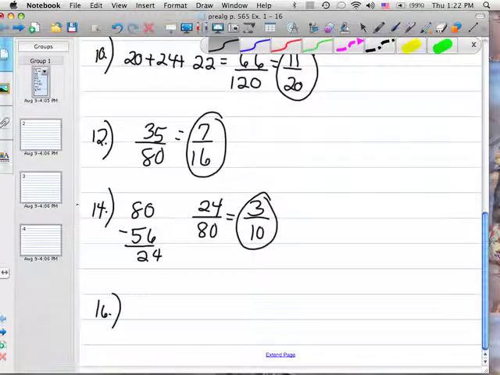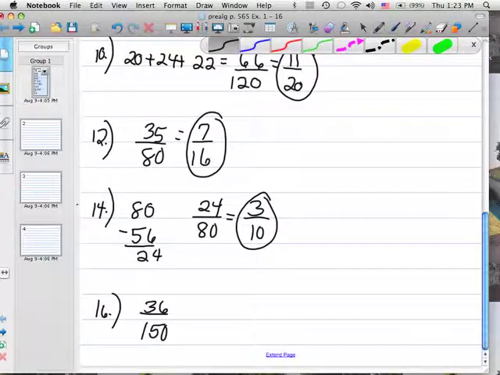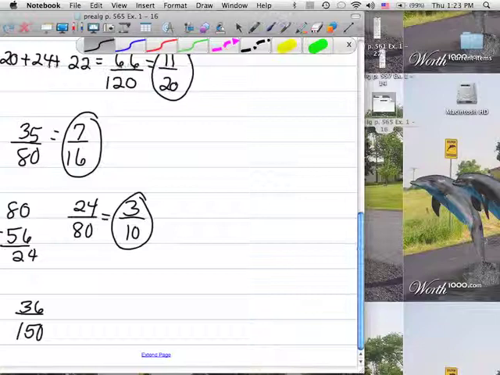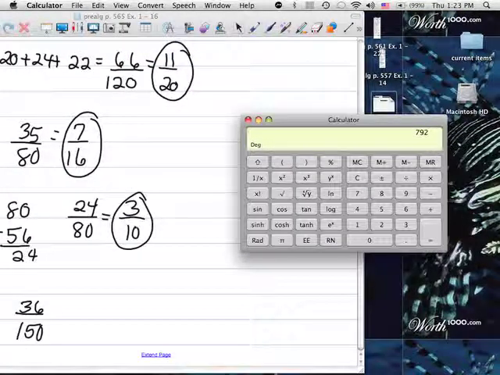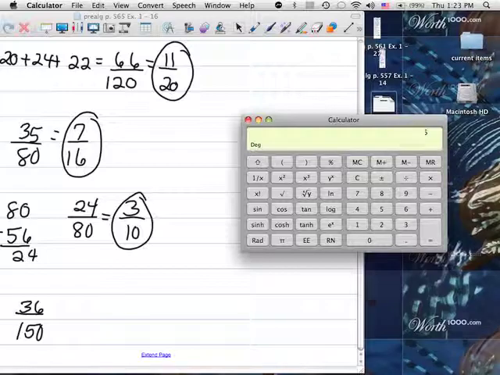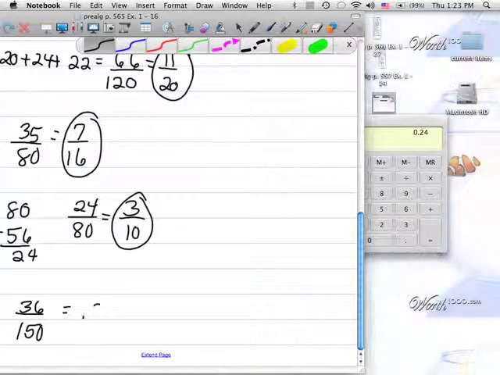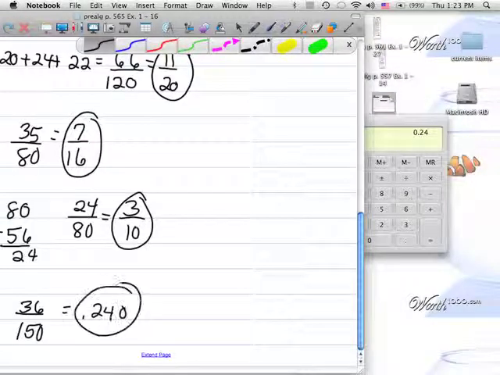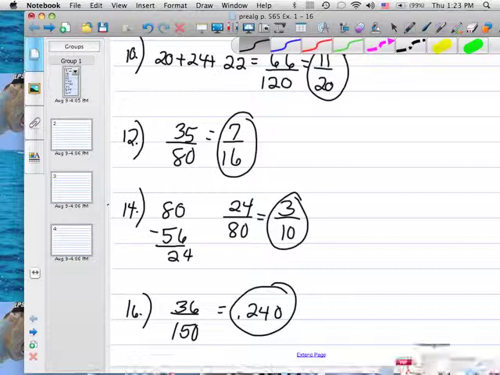Well, 36 out of 150. And they want us to round it as a decimal to the nearest thousandths. So 36 divided by 150 equals 0.240. It's your batting average. That concludes the evens. Be sure you check the back of the book for the answers to the odds.